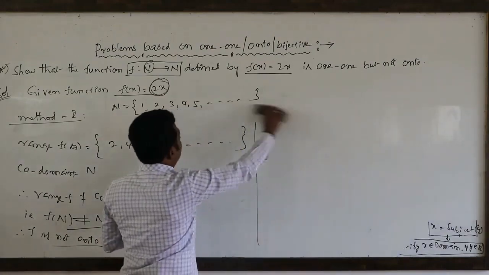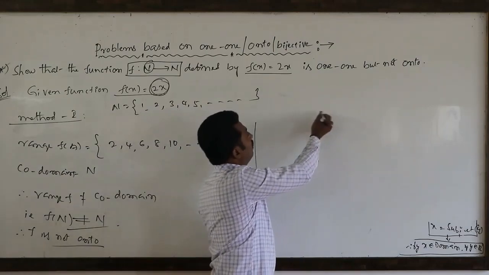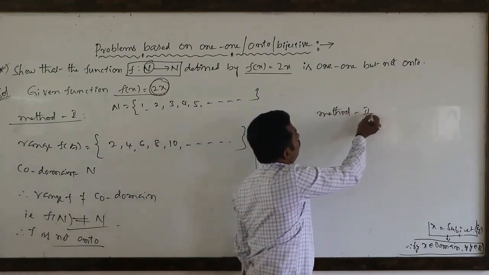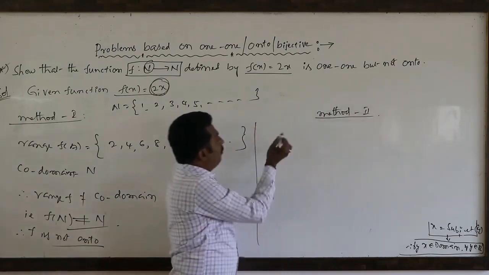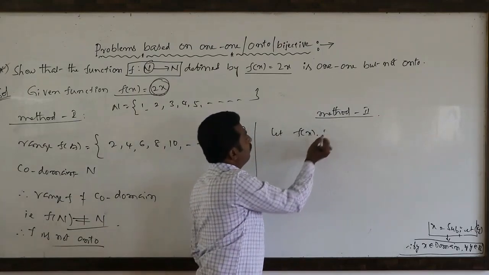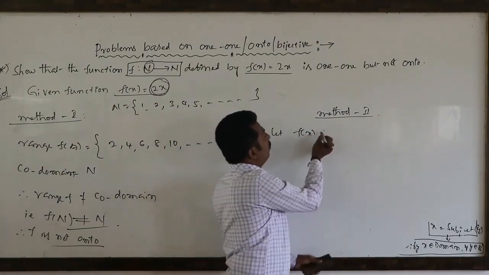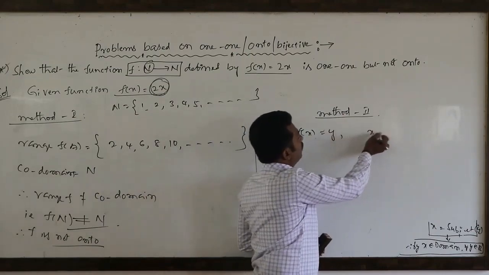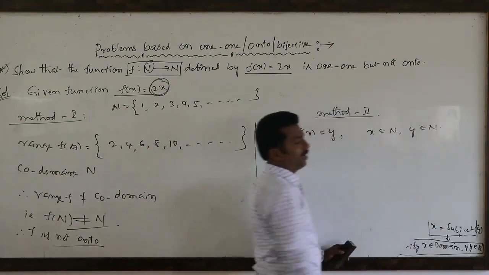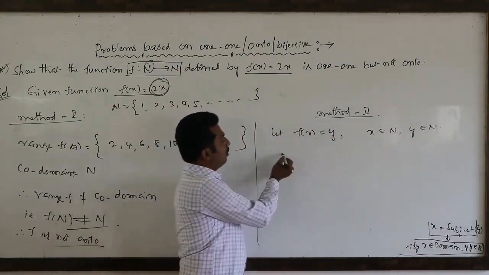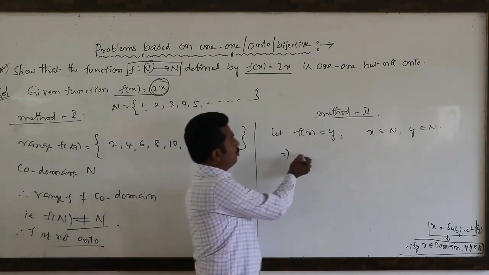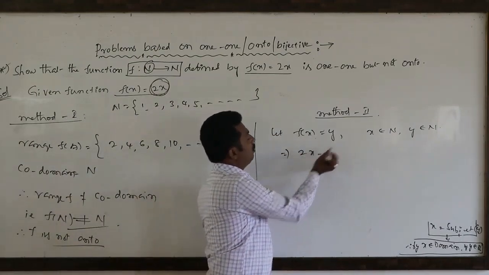Method 2. Let f of x equal to y. Here x belongs to domain, y belongs to codomain. So from this, f of x is nothing but 2x, so that is 2x equal to y.